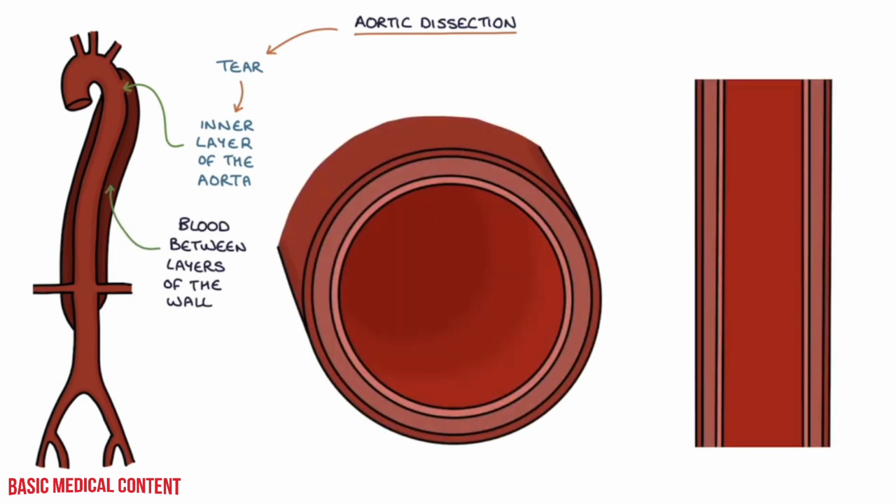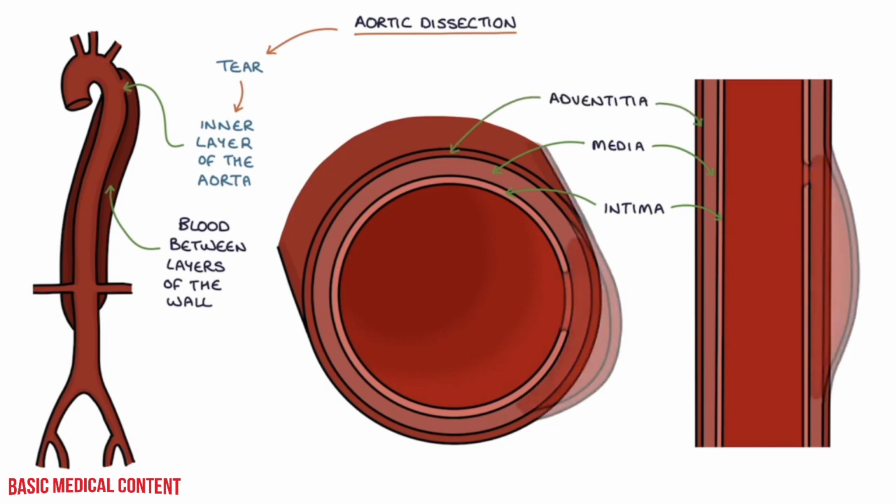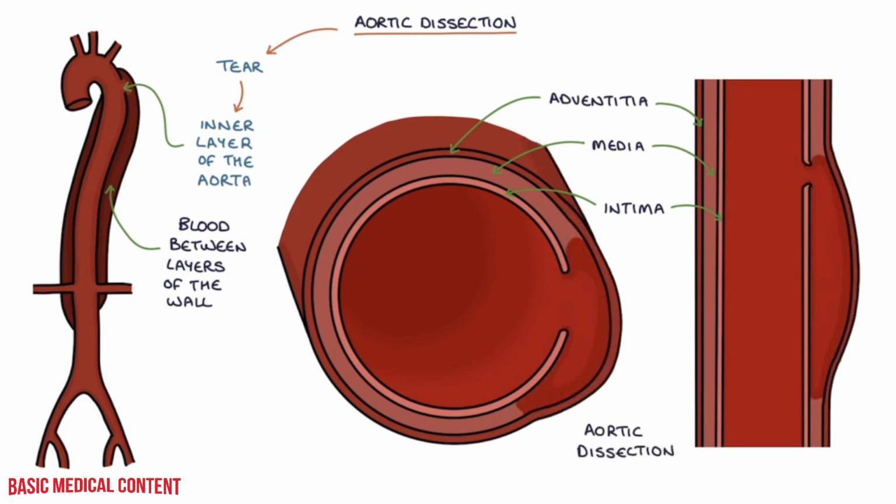There are three layers to the wall of the aorta: the intima, media, and adventitial layer. With aortic dissection, blood enters between the intima and the media layers of the aorta. A false aneurysm full of blood is formed within the wall of the aorta, between the intima and media layers. The term intramural refers to within the walls of the blood vessel.